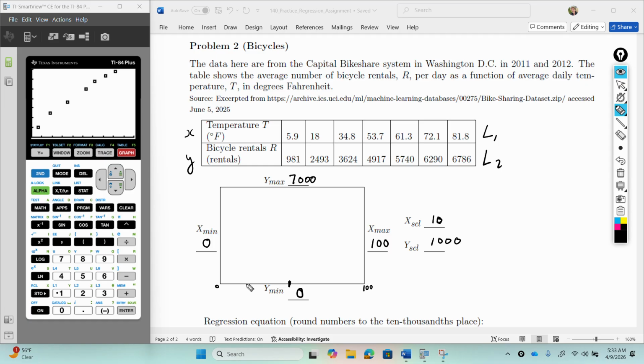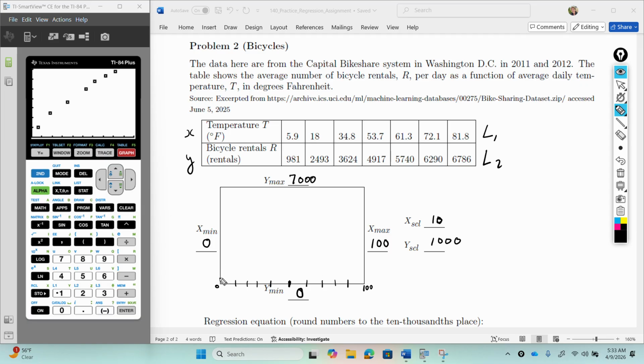And so 10, 20, 30, 40. Okay, so about 10, 20, 30, 40. Make that a little bit. So this is where it gets a little fiddly. 40, 50, 60, 70, 80, 90, 100. I think that looks pretty good for freehand.